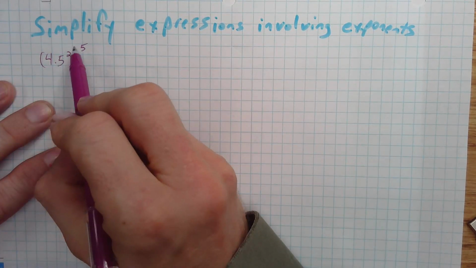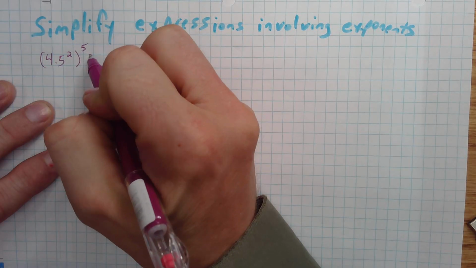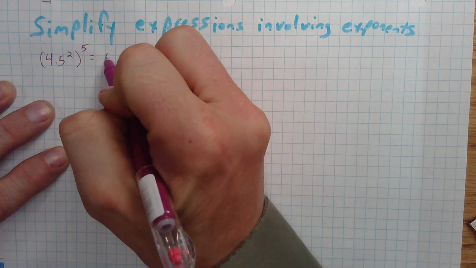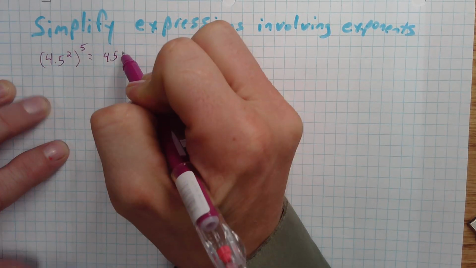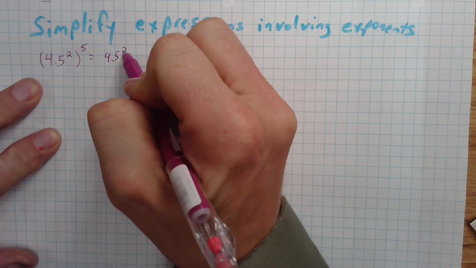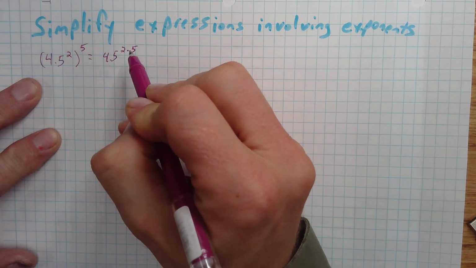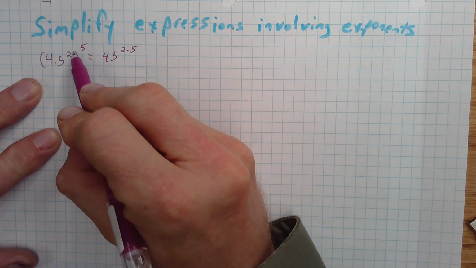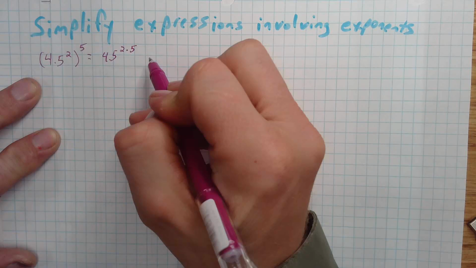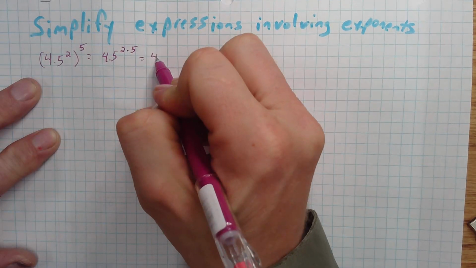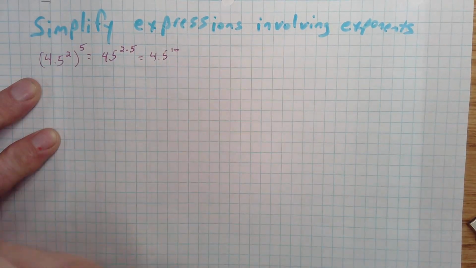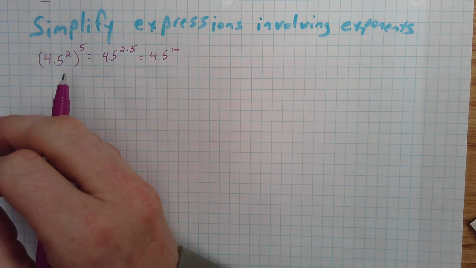Well, this is a power to a power, right? So we're just taking this 4.5, and this is equivalent to this exponent times that exponent. So this is 4.5 to the 2 times 5. When an exponent is raised to an exponent, you multiply the exponents, which equals 4.5 to the 10th. So that's power to a power.